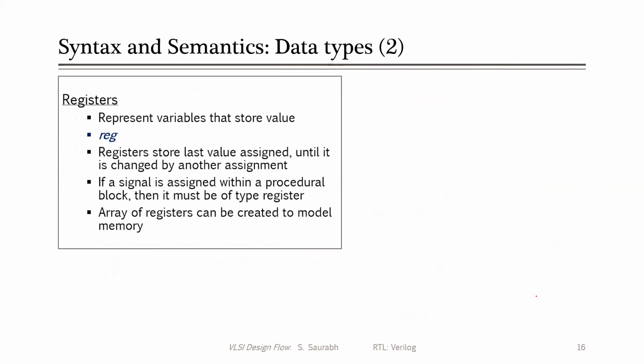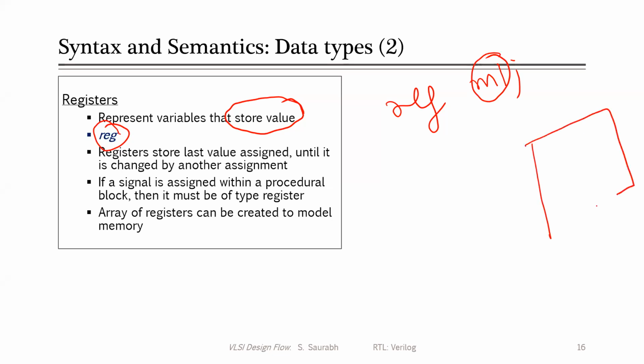Okay. Now, what about registers? Registers represent variables that store value. Where do these values need to be stored? While the tool is doing simulation. For a reg declaration, suppose you write reg M1, the simulator will internally allocate a memory location M1 where its value will be written and from where it can be read, right? This is what is meant by storing the value.